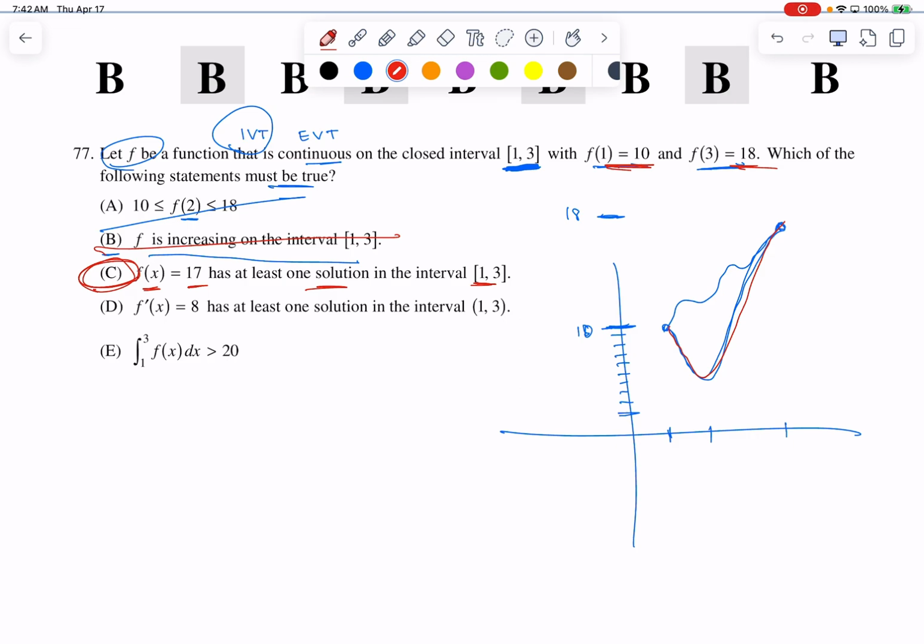The IVT says nothing about the derivative. This is doing something like the mean value theorem, but we can't do mean value theorem where the slope of the arc equals the slope of the arc. So that's out. And this right here, I don't know if the area under the curve is greater than 20. Could the area under the curve be greater than 20? Sure. Good. Could, but does it have to be? No. So the answer is clearly C.